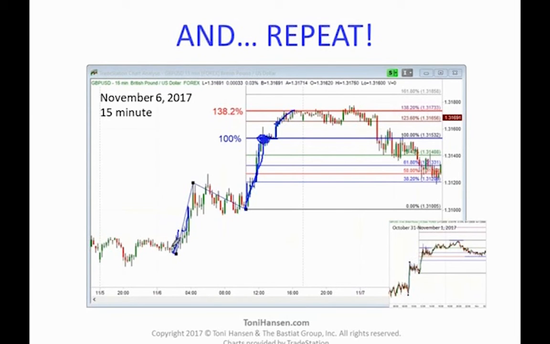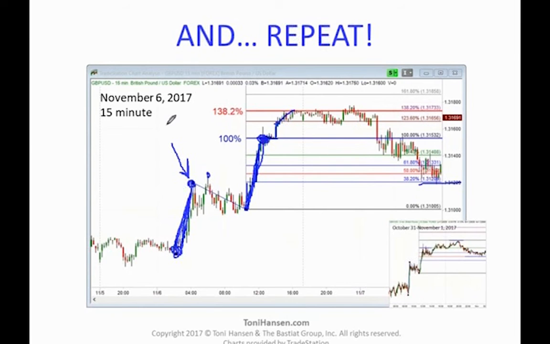138.2. You'll notice again when I did my lows to highs, even though this did a higher high in the middle of the congestion, I used that first high because I'm looking at this impulse move compared to this impulse move. And then again, the support levels continued to hold.